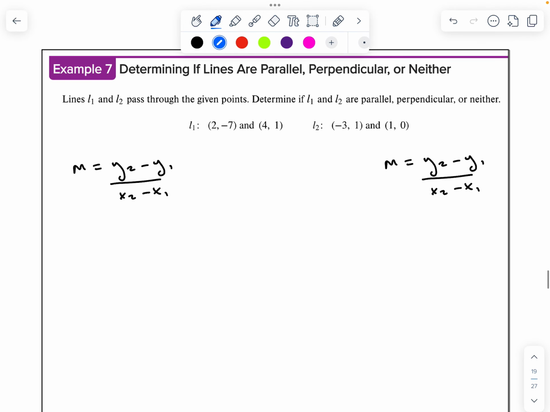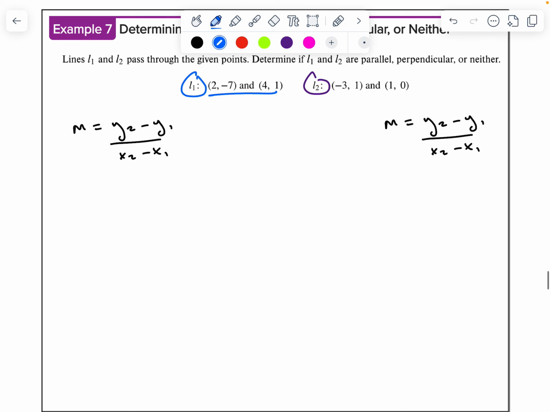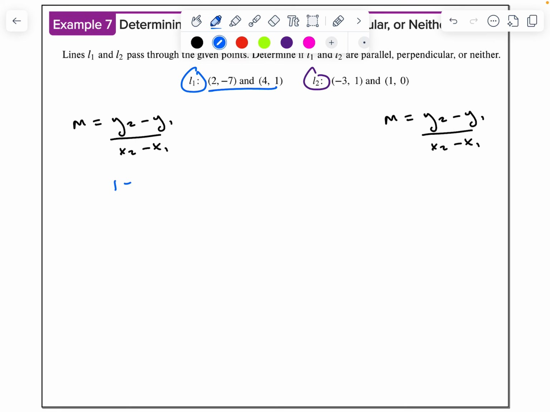All right, if we're given points, remember we can have 2 points and find the slope. If we want to know if these two lines, line 1 and line 2, are perpendicular, parallel, or neither, what we need to do is find their slopes. So here's what I'll do. For the blue part, I'm going to sub into my slope formula: y2 minus y1 over x2 minus x1. And then simplify. 1 minus -7 is 8. 4 minus 2 is 2. That simplifies to 4. So for line 1, I'm going to call this M1 for slope 1.